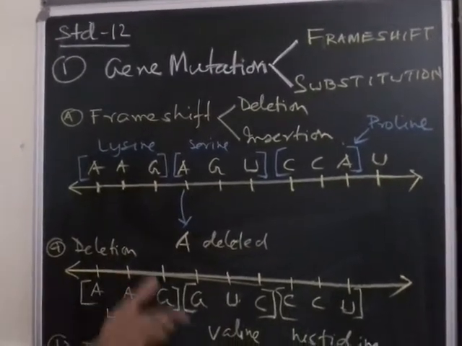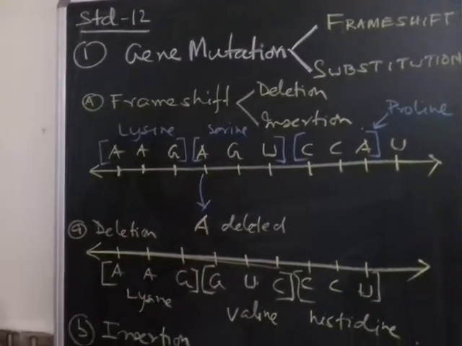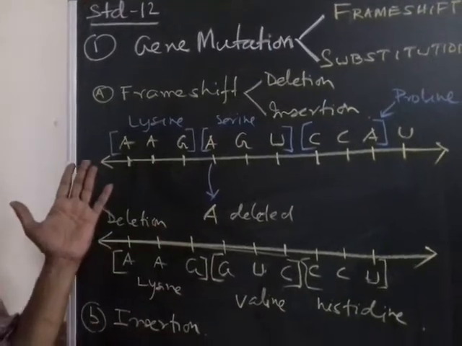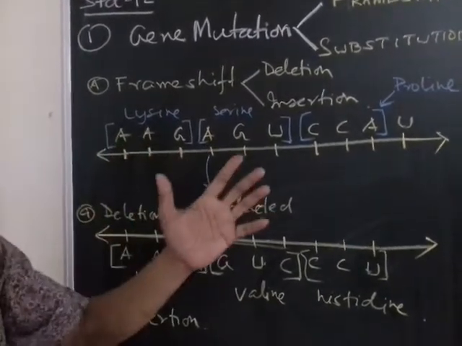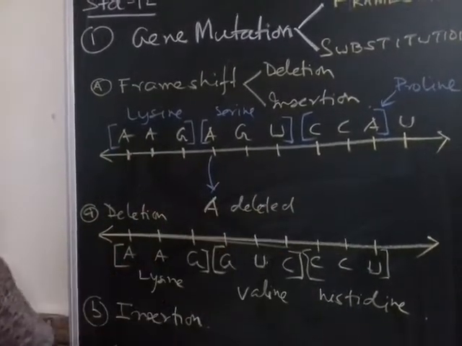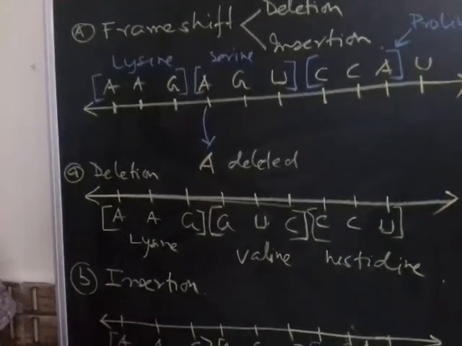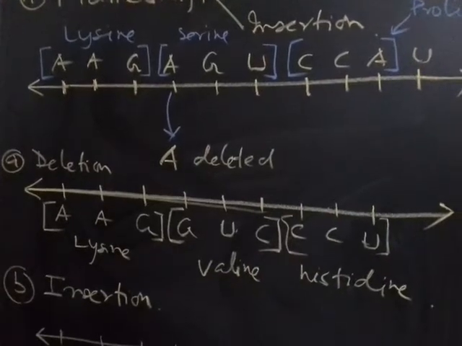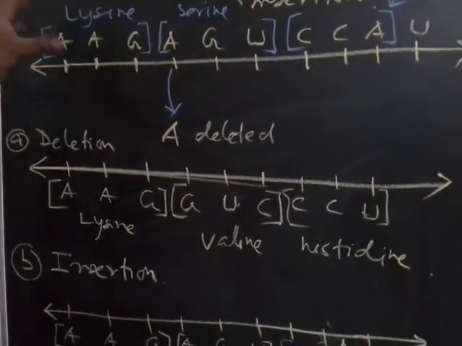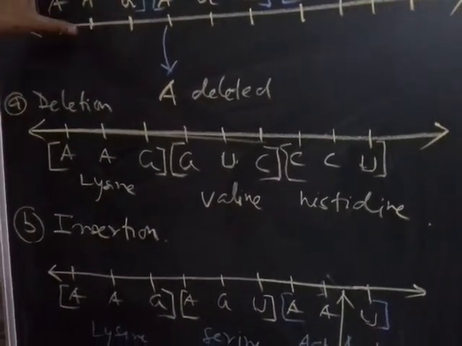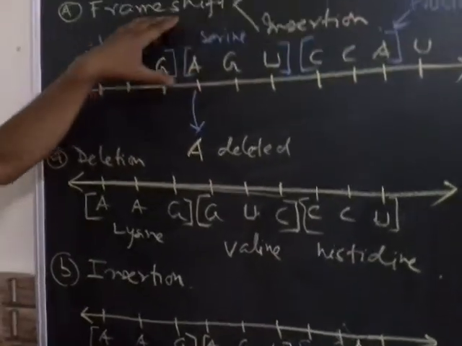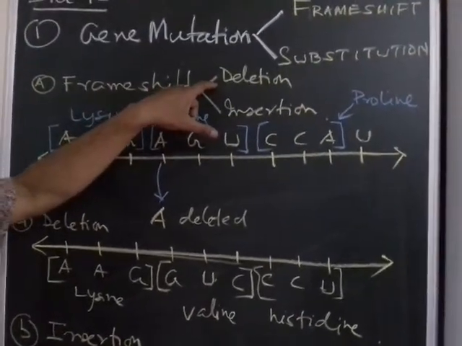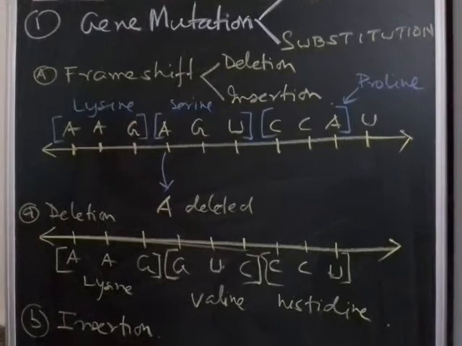Actually the DNA is copied into the mRNA. So if the change occurs in the DNA, then the change automatically occurs in the RNA, and a wrong amino acid sequence will be formed. We'll come to that. When we see the examples, you will come to understand. In frameshift mutation, we have two types. One is called deletion, another is called insertion.